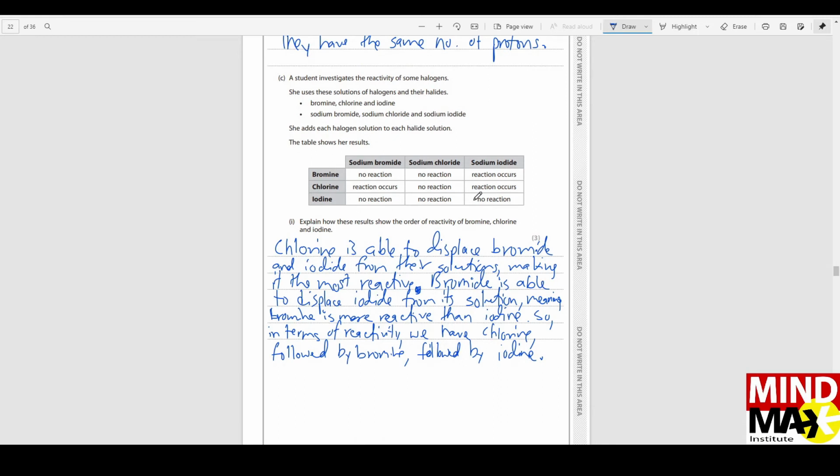This is about differentiating which one comes first in reactivity. If we look carefully, chlorine is able to displace both bromine and iodine. That means chlorine is the strongest. Then if you look at bromine, bromine is not able to displace chlorine, but it is able to displace iodine. That means bromine is the second strongest, which means iodine is the weakest. If you look carefully, iodine doesn't react with anything. Why? Because it's the weakest among the 3 and it cannot displace anything.